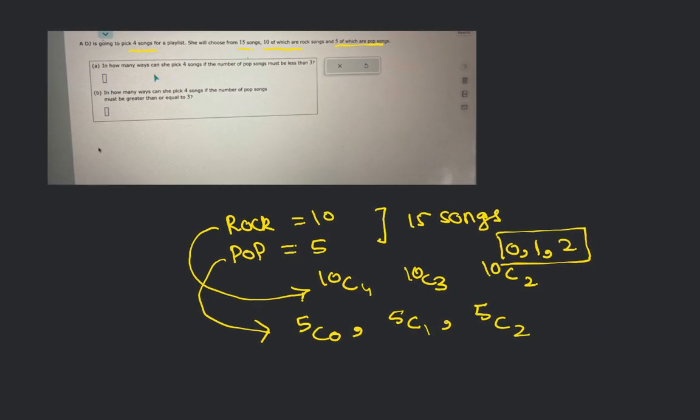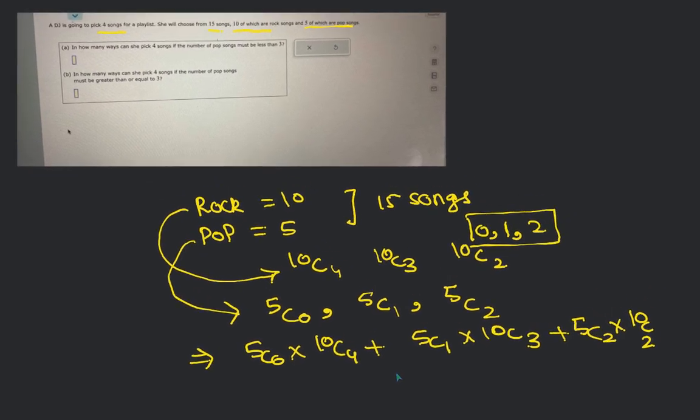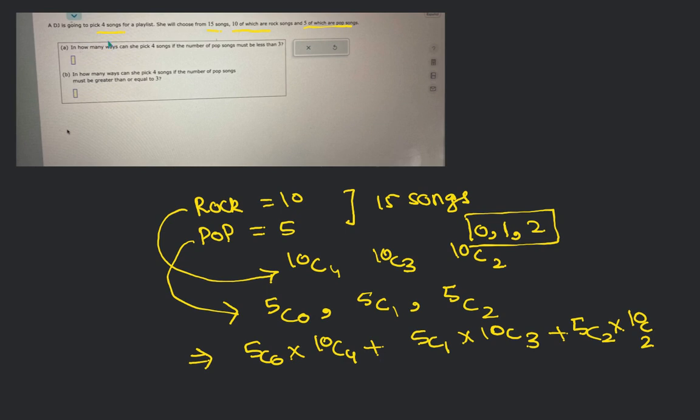We have to find how many ways. So the number of ways equals 5C0 multiplied by 10C4, the first case, because all the songs are rock and no songs are pop. Second case, 5C1 multiplied by 10C3, and 5C2 multiplied by 10C2, right? Are you able to understand this? Yes, I'm following along. Okay.